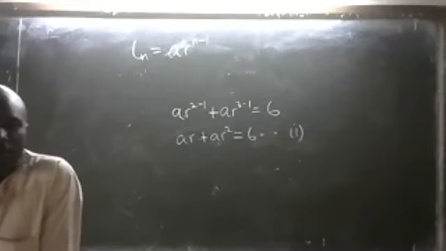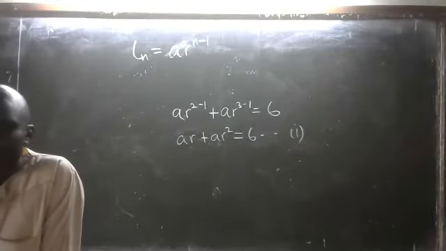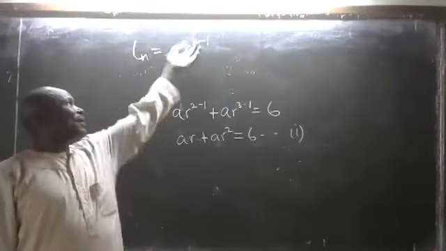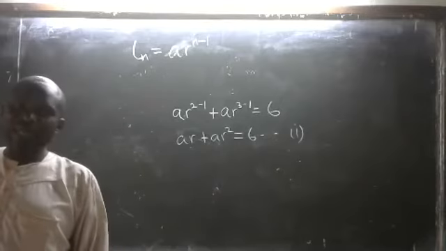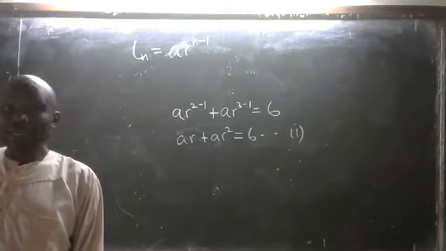The sum of the second and third term of the GP is equal to 6. So this is the second term from this formula, and this is the third term. So when you add the two, you get 6. Is it okay?